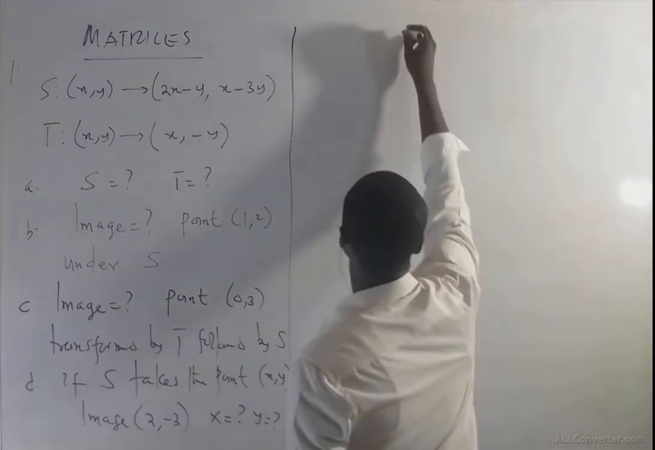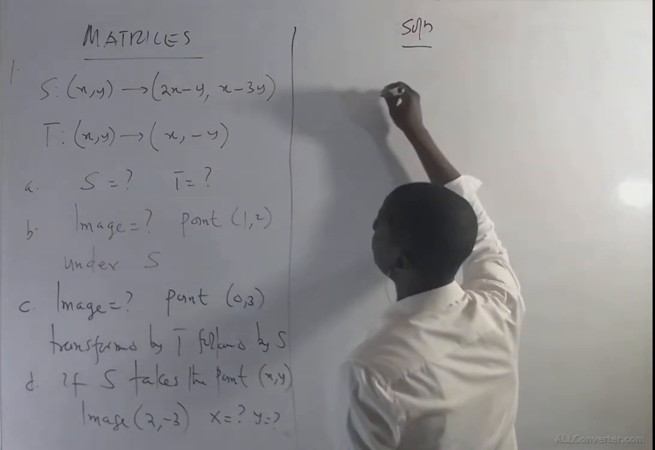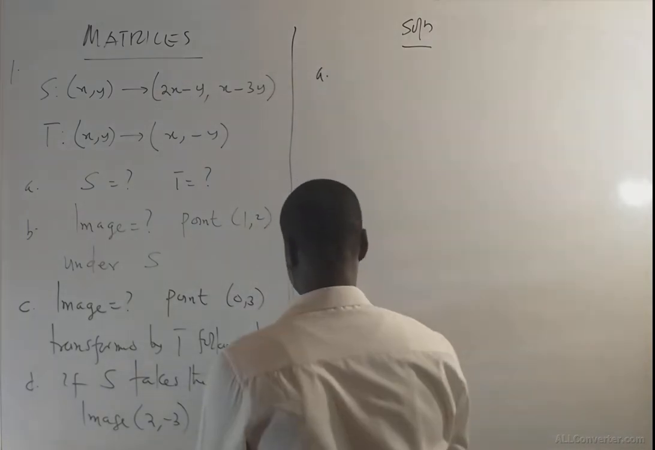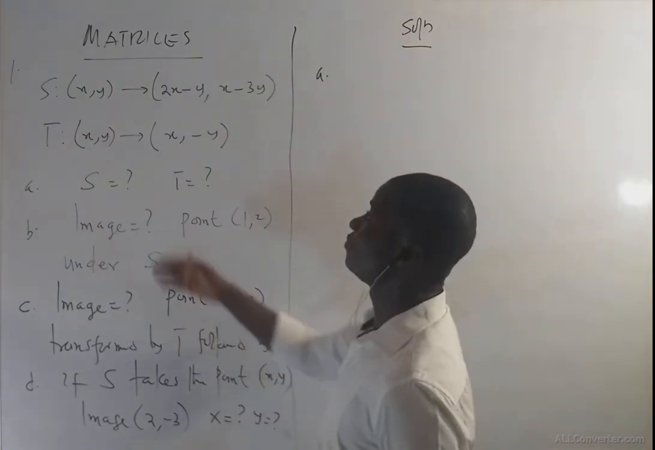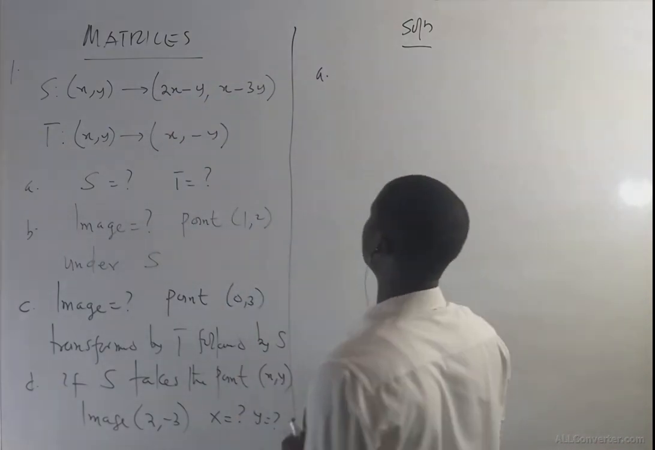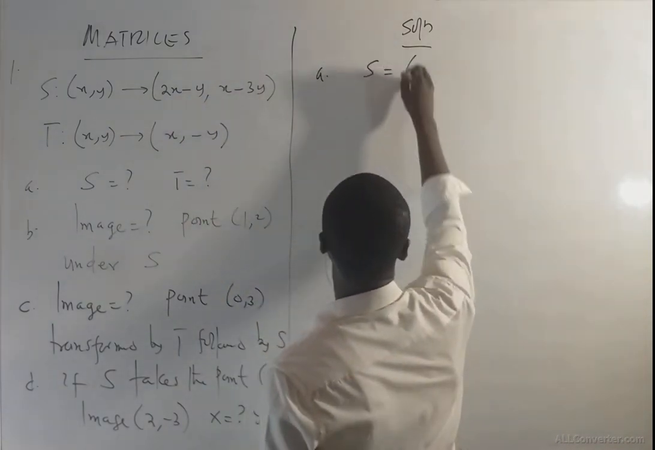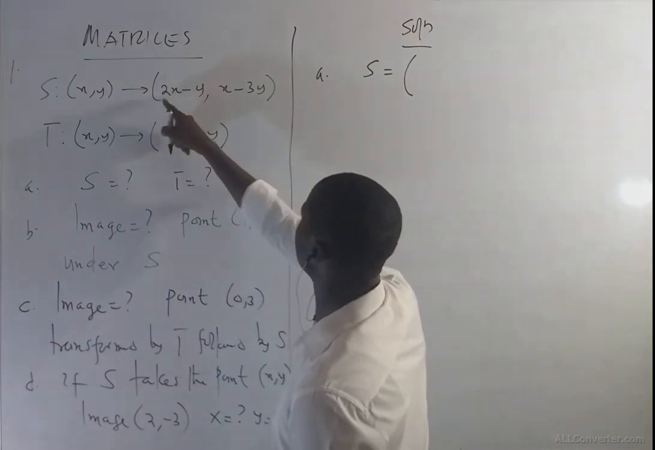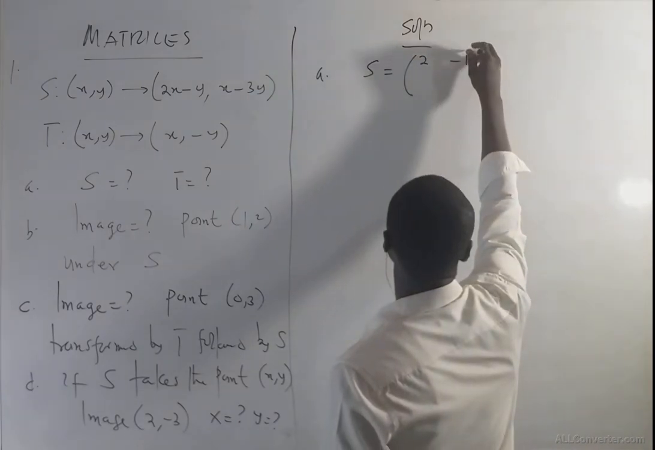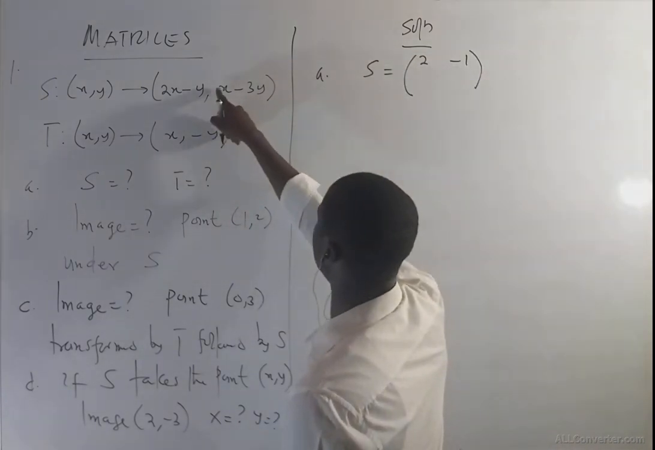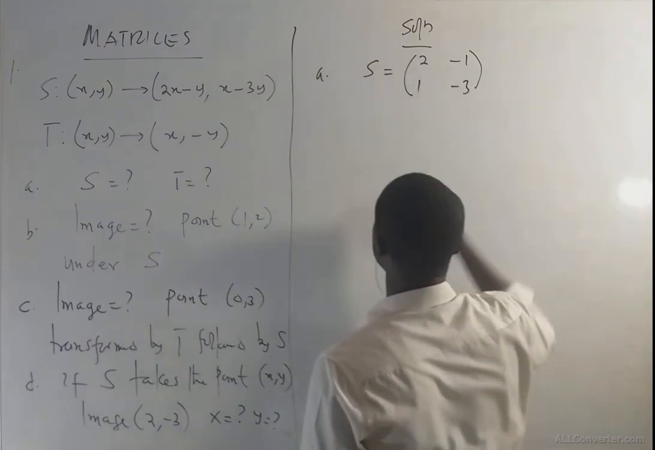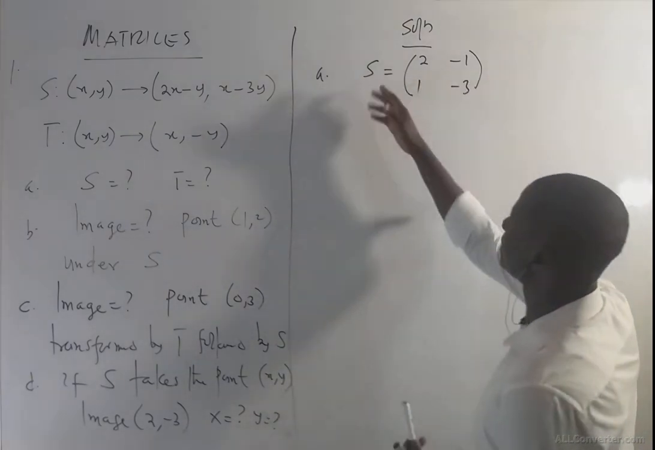So now let's look at how best we can solve this question. The A part, we have to find the matrix. Now I told you that when you are given the linear transformation, the comma separates the first row from the second row. Now the matrix S can be written as: the coefficient of the x term here is 2, so the first element is 2. The y term here is minus 1. After the comma, the coefficient of the x term is 1, and that of the y term is minus 3. So that will be our matrix S.